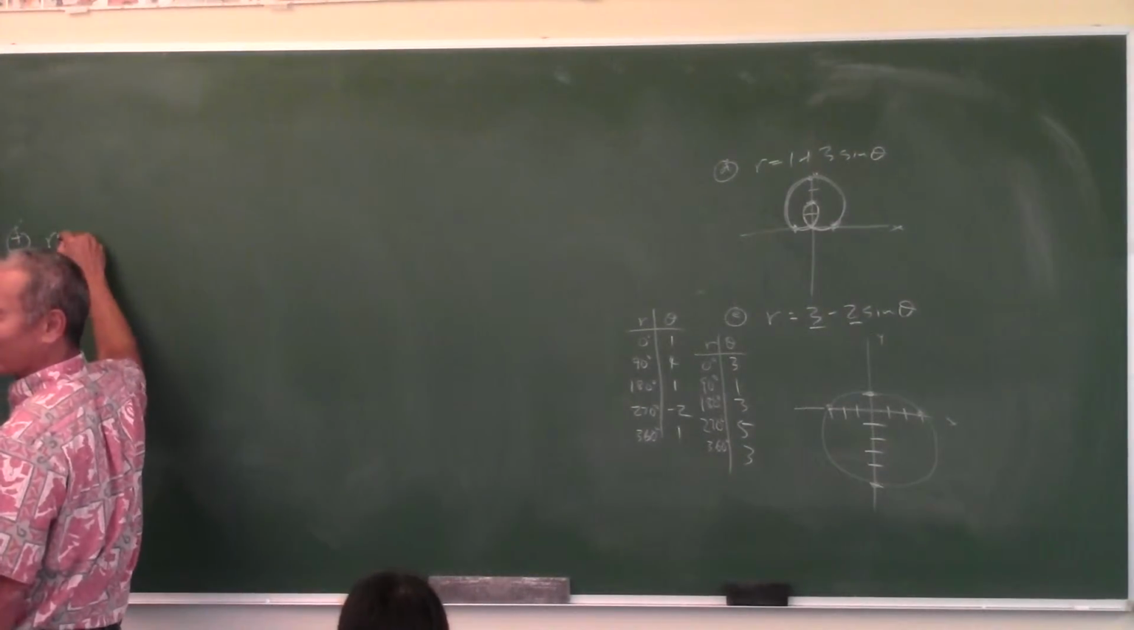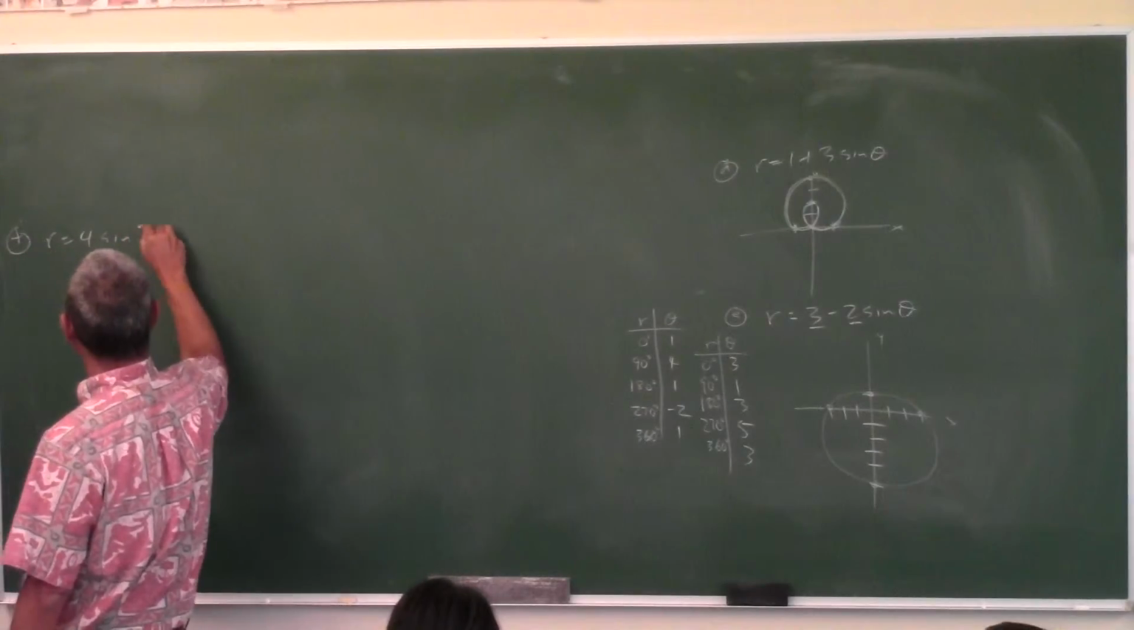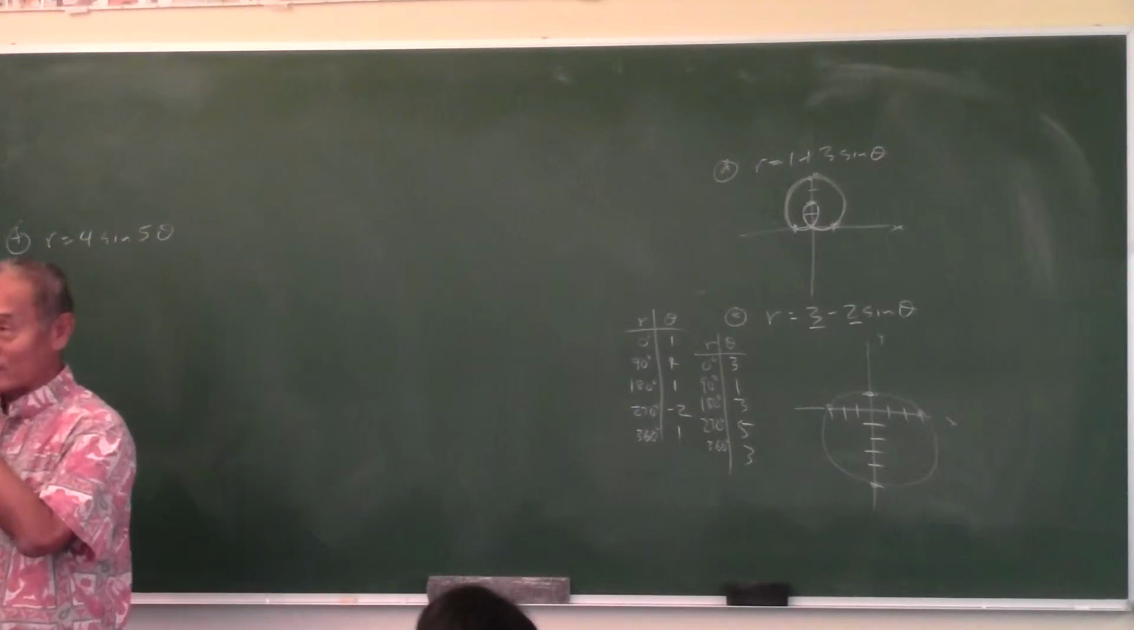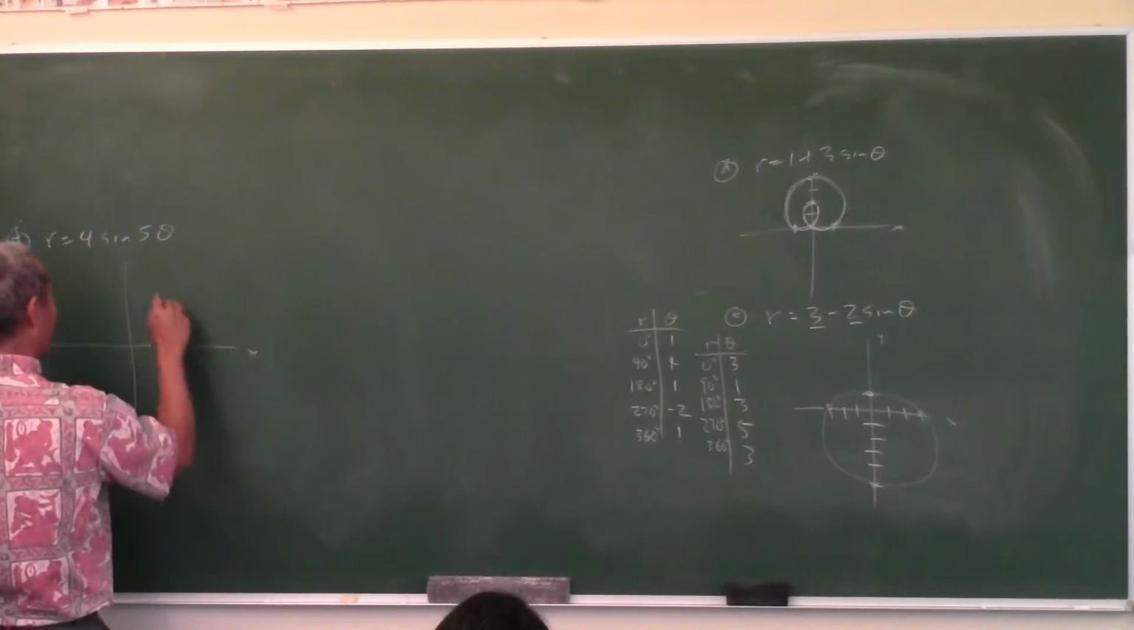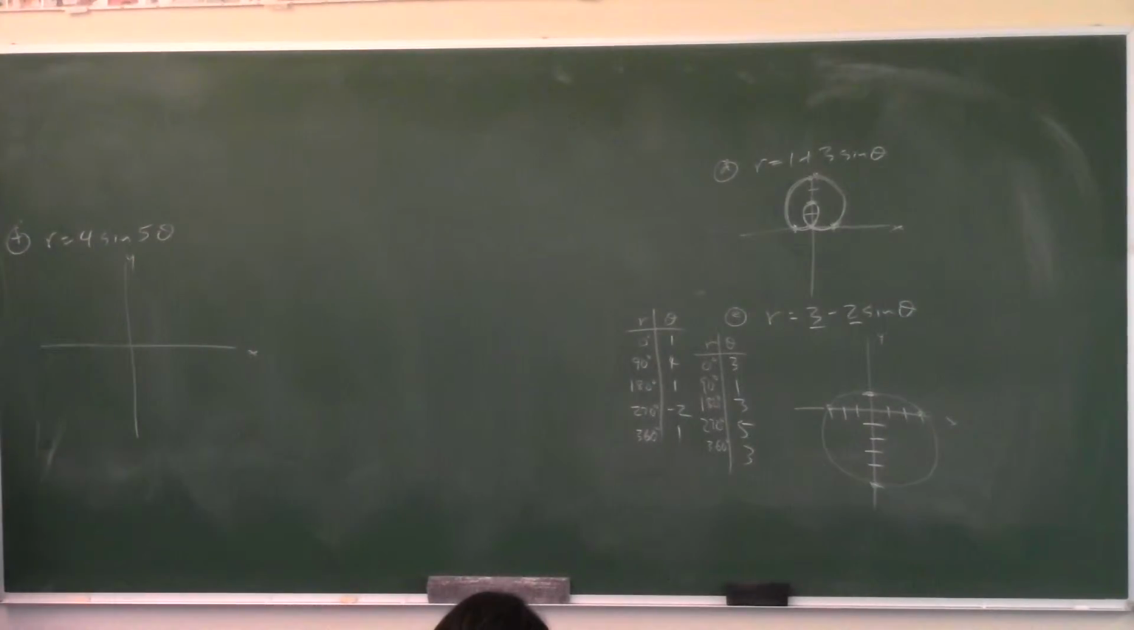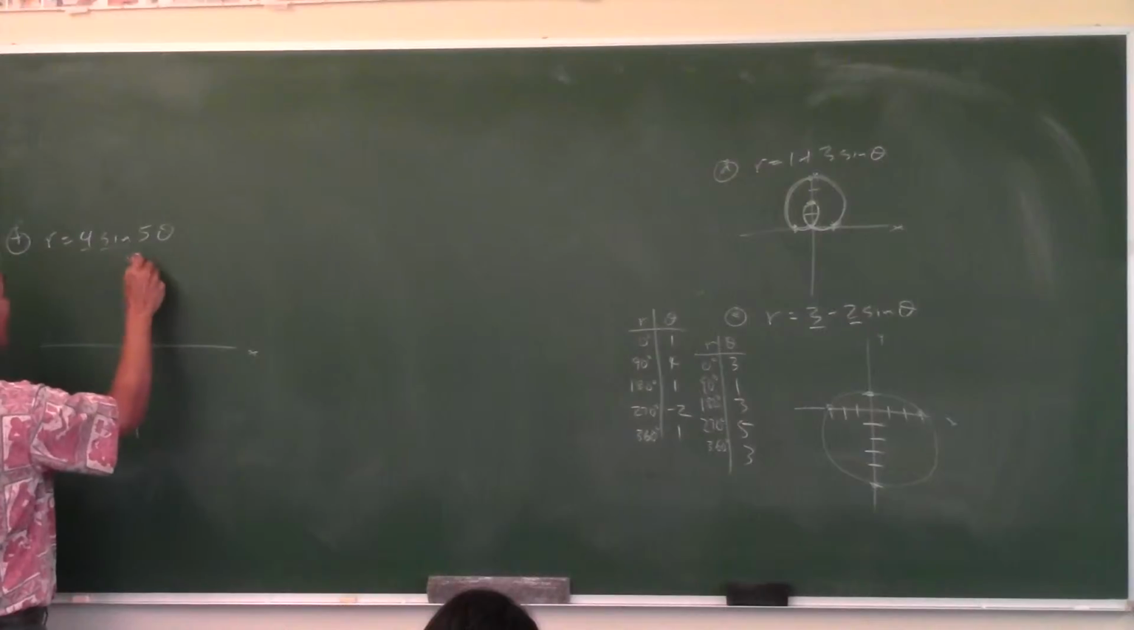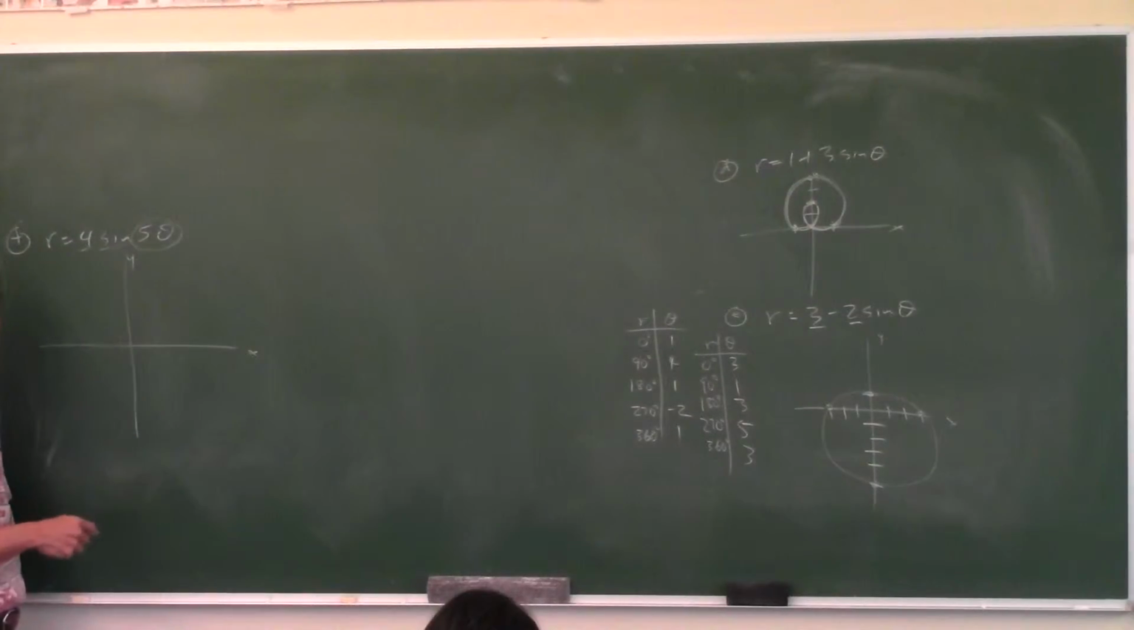Next, r equals 4 sine 5 theta. Now this is the one where it's useful to use the graph paper. So let me, you know what, I'm not gonna do it, but you guys can use it. So first of all, how can you tell it's gonna be a rose curve? When you have a number times either sine or cosine and you have n theta.